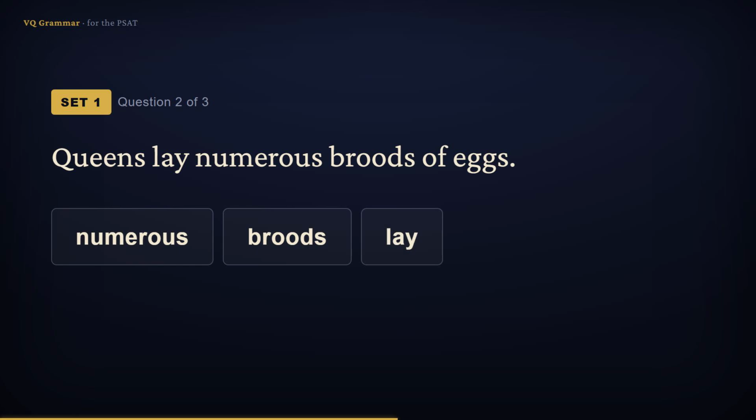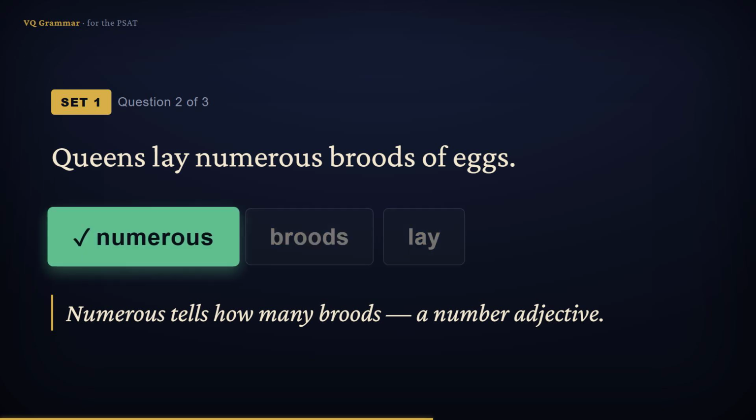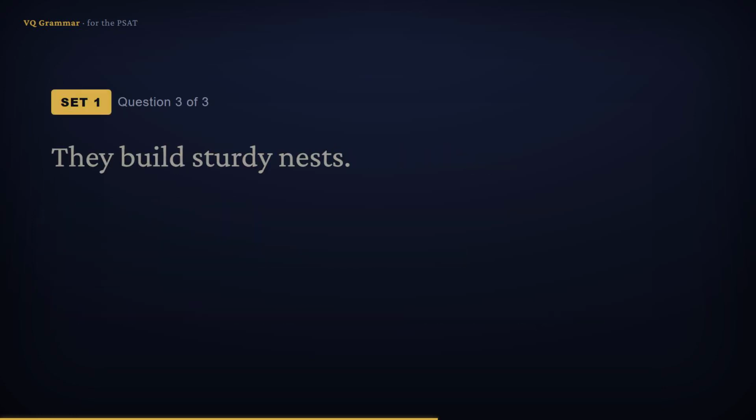Queens lay numerous broods of eggs. Ask how many broods. Numerous. That word tells how many, so it's a number adjective describing broods. Broods is the noun, and lay is the verb, so the answer is numerous.